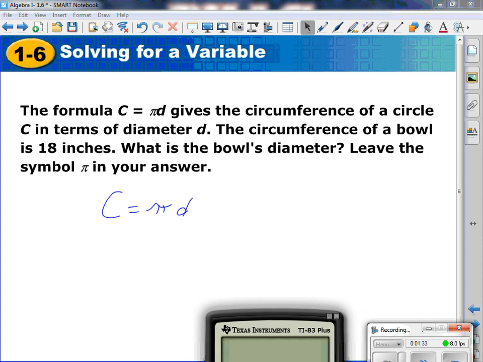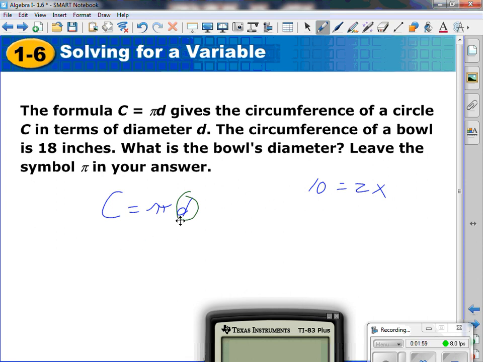What variable are you trying to solve for? We're trying to solve for d. If I'm trying to solve for d, think of a typical algebra problem. I have 10 equals 2x. What do you do here? Why do we divide by 2? Because it's multiplying the variable.